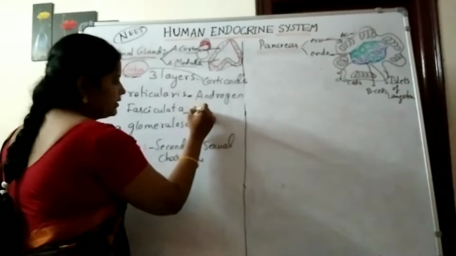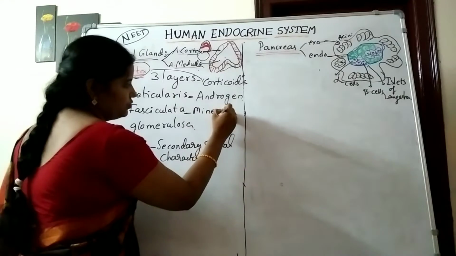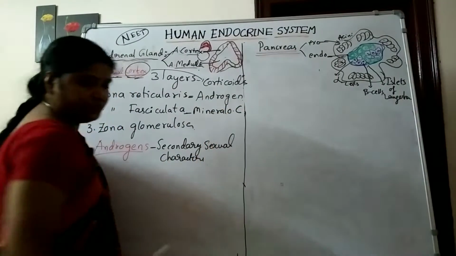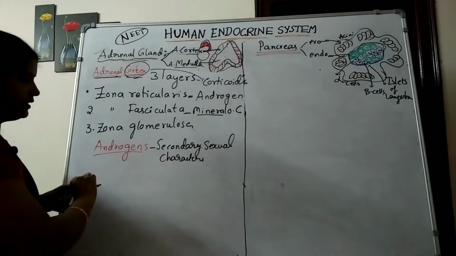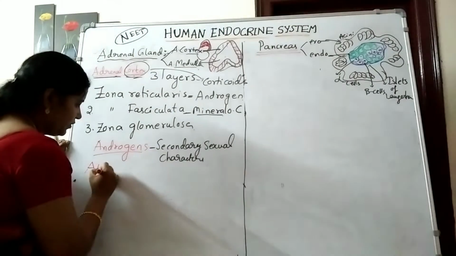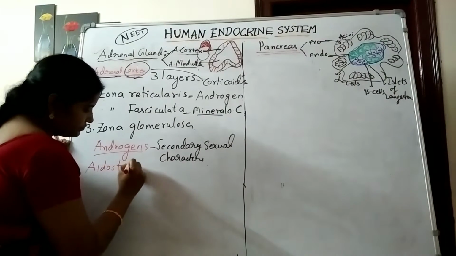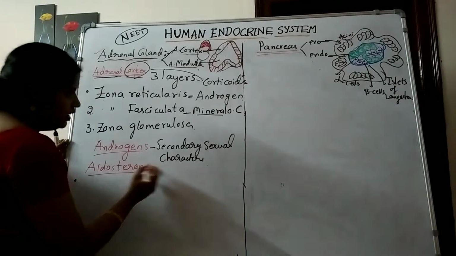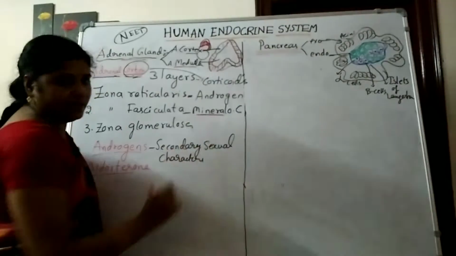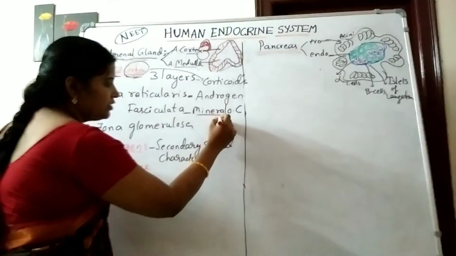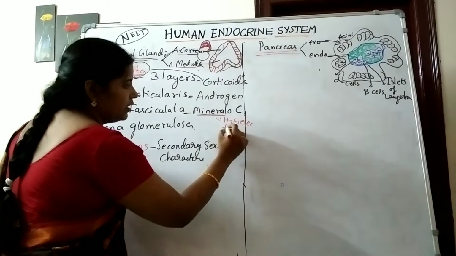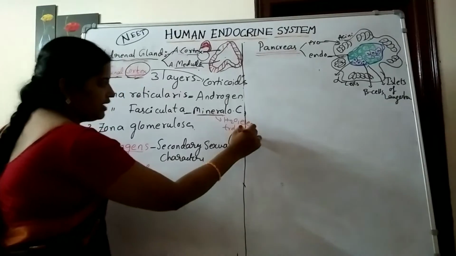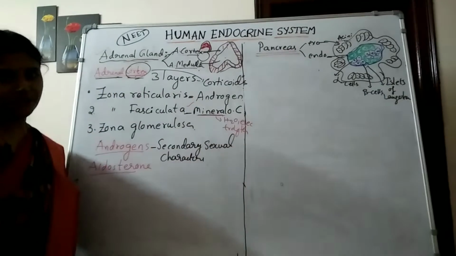Then zona fasciculata releases the corticoid known as mineralocorticoid. What is an example of mineralocorticoid? Here I am writing, aldosterone. Mineralocorticoid, in the name itself it is there, mineral balance. So what are the main components here? Water and electrolytes. Balance is done by the mineralocorticoids.